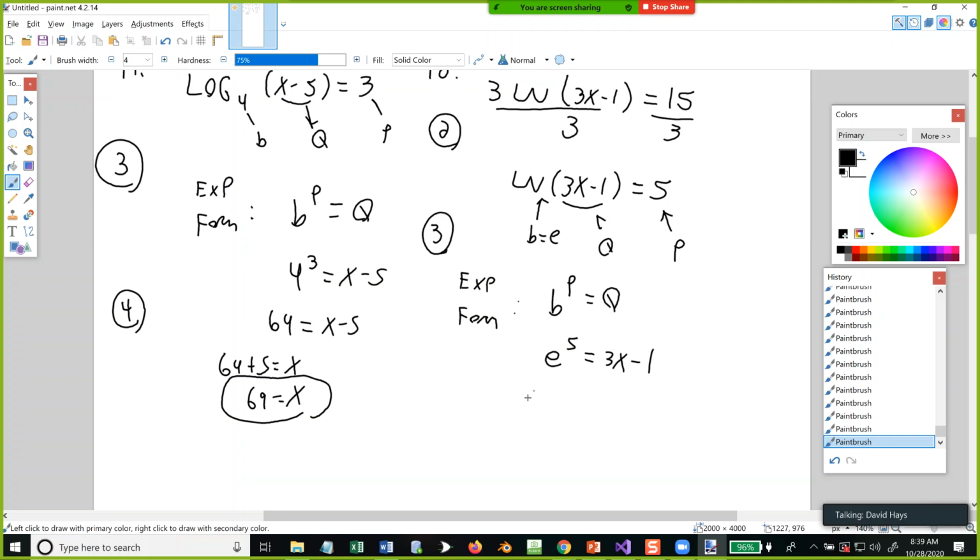Take negative 1 over. We got e to the 5th plus 1 is equal to 3x. Divide both sides by 3. And we get x equal to this. Now if I plug this back in up here for the x, the 3's would cancel out of e to the 5th plus 1 minus 1. The 1's would cancel out, leaving e to the 5th, which is positive. That's all we care about. We just can't have log of a negative number or log of 0.